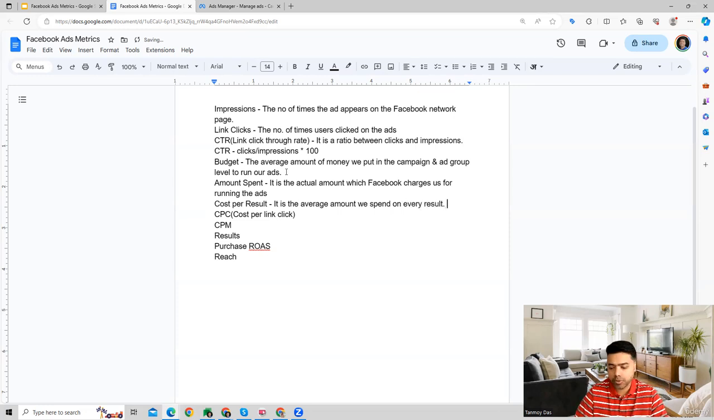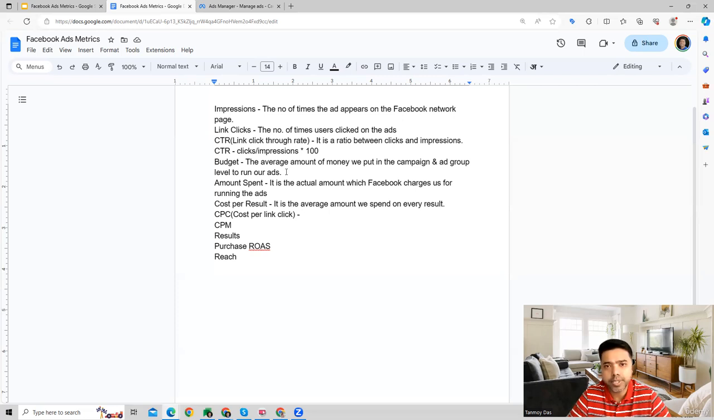Similarly, guys, we also get to see cost per link click, which is the average amount of money which we are spending on every link click. Depending on the auction, Facebook changes our bids in the auction system and tries to pay the optimal bid required to win that auction. So the bid varies, and if you average it out, you get to know your cost per click over here.